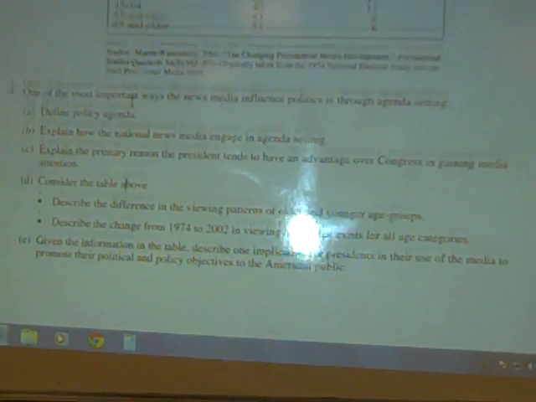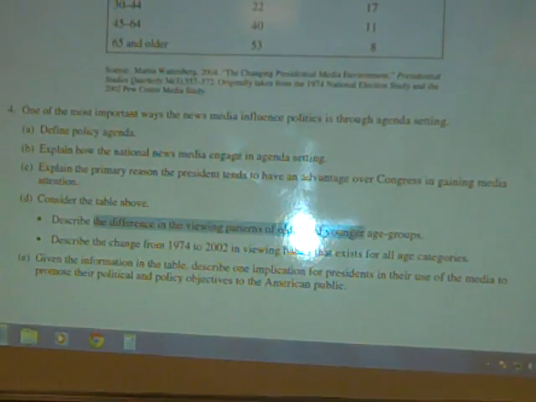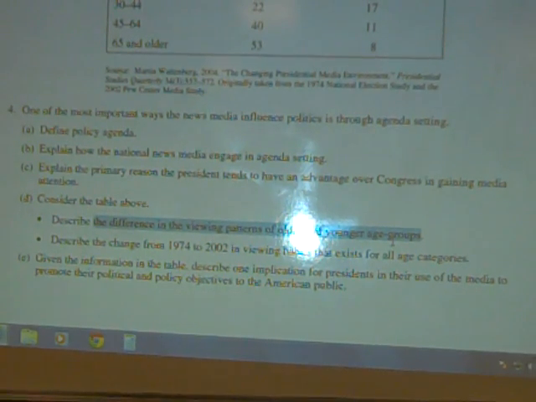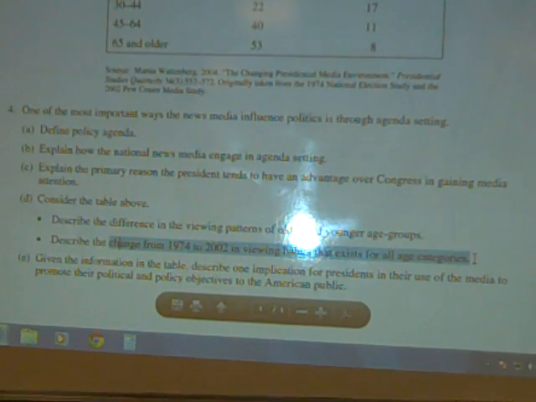Okay, now we get to look at the table, thankfully, because it's so easy. Describe the difference in viewing patterns of older and younger age groups. Older people watch more news, regardless of the year, right? Done. Describe the change from 1974 through 1972 for all age categories. All age categories watch less nightly news.